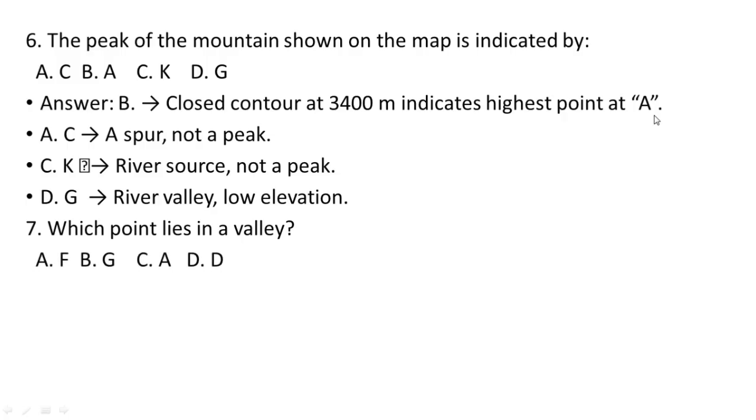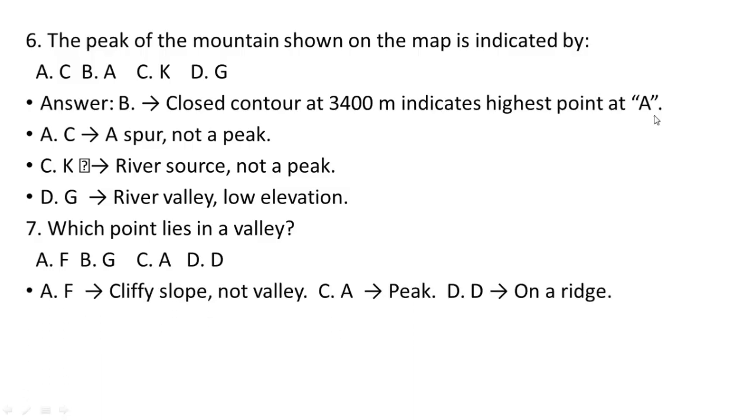A. Point F. B. Point G. C. Point A. D. Point D. Point G is found in a valley, but point F is a cliffy slope, not a valley. Point A is a peak, while point D is on a ridge.